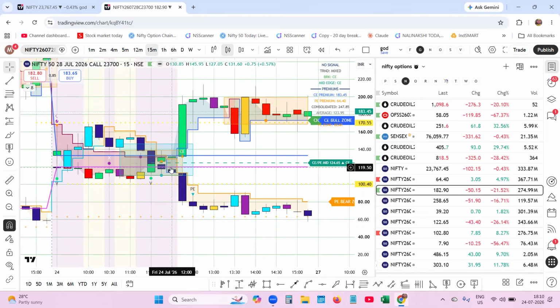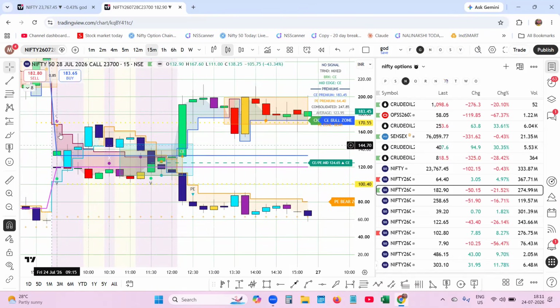Compression, convergence, and extreme compression. Everything has been coded into this indicator. Yellow color is the compression. Extreme compression is over here. Here you can see, first when the market started, they came together at 23,700, and after that Nifty started moving down.